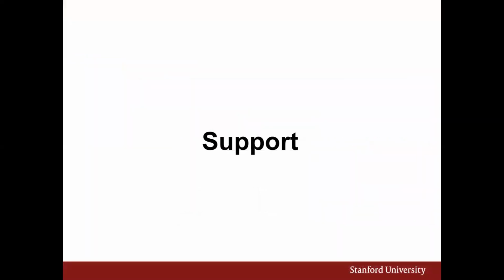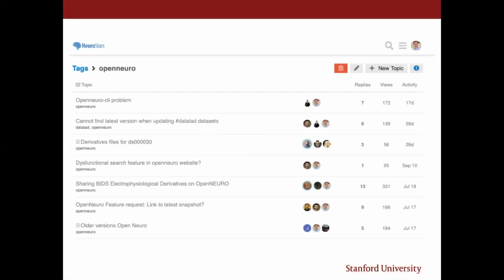So now, what are the support channels offered by OpenNeuro? One support channel that we strongly recommend is using NeuroStars. NeuroStars is hosted by the INCF, which is the International Neuroinformatics Coordinating Facility. And this is a public forum. So we recommend it because it is public, and this will continue to add knowledge to our knowledge base.